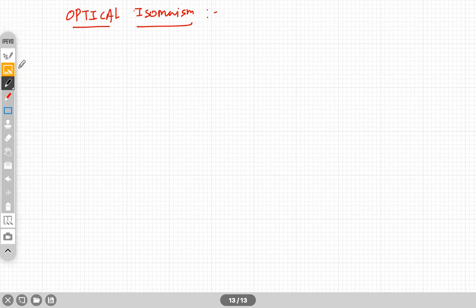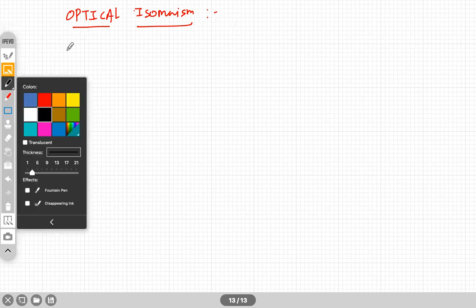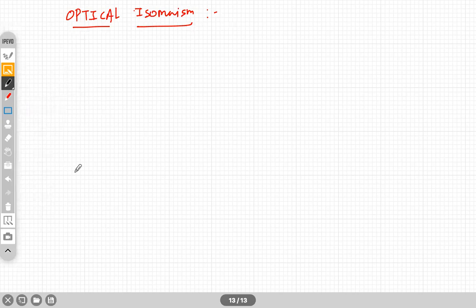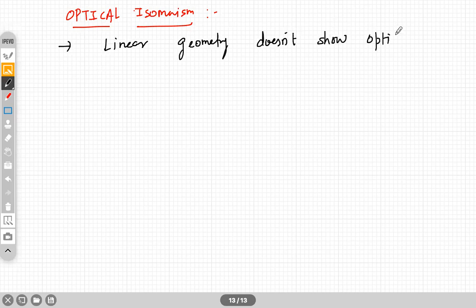So you know the logic behind optical isomerism. It is the property of a molecule towards plane polarized light. I'm not going to give you the basic understanding of what optical isomerism is, we already know that. What you need to know here, first of all, linear geometry does not show optical isomerism. Write down the first point: linear geometry does not show optical activity or optical isomerism.